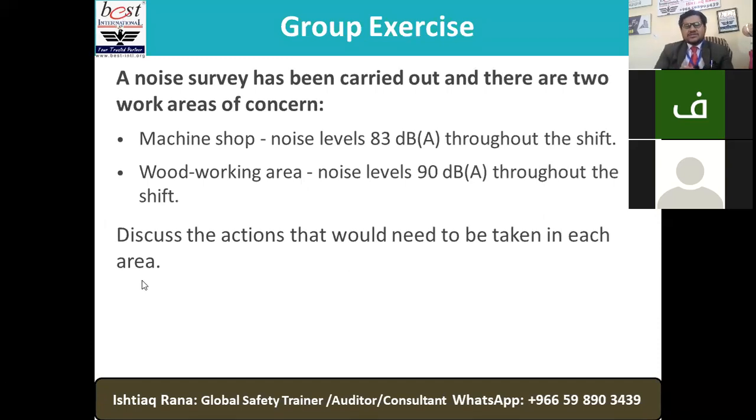If you are the safety leader and you observe both readings in both different workshops or departments, what would be your action? Let's discuss the machine shop area first. What actions are you going to implement? Will you be relying only on PPE, the ear defenders, earplugs or earmuffs, or will you take some other actions also? It's a machine shop.